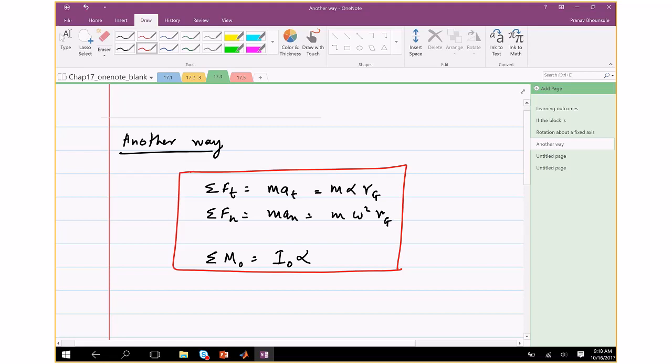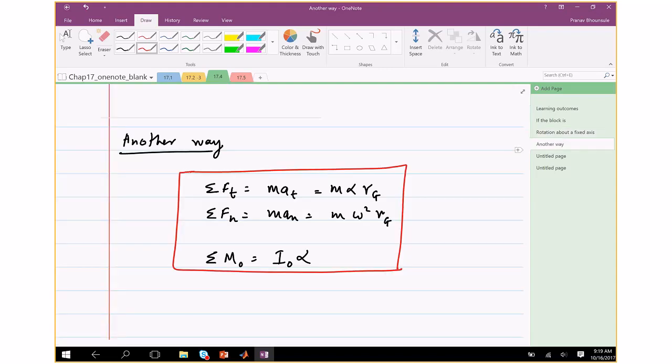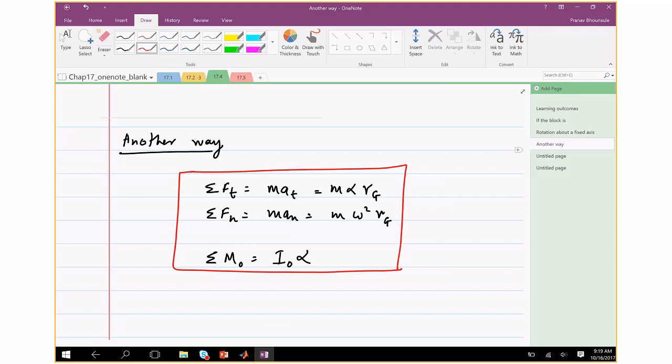So either you can use these three equations as a set, or you could use these other three equations to solve the problem. The advantage of the second set is that, as I said, the MO will not have the reaction forces. That will become clear in a bit when I solve the problem. The only caveat now is that you have to find IO. IO is the inertia about point O using the parallel axis theorem. In the first case, IG is something I will give to you, so you can directly sub in. So you do a little bit more work to find IO, but then you do not have to deal with the reaction forces.